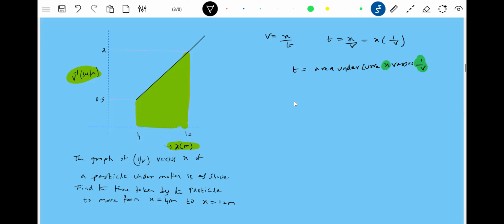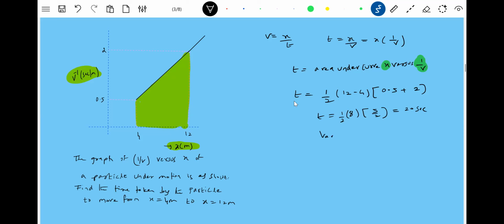So what is this area? Area of trapezium: one half into sum of parallel sides, 12 minus 4, times 0.5 plus 2, so 8 into 2.5, which is 20 seconds. This is the time taken by the particle to move from x equal to 4 meters to x equal to 12 meters.